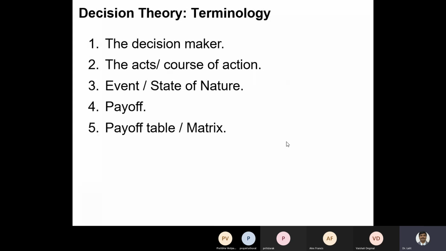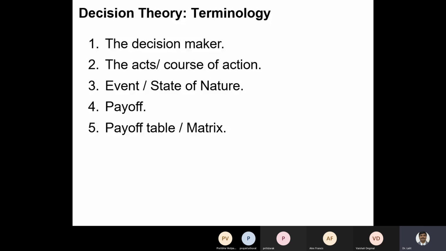Now, the first terminology is a decision maker. Now, who is decision maker? Basically, a decision maker is a person who has a responsibility of making the decisions. Okay, that is, a decision maker has to select one course of action from the set of possible courses of action. Now, second important term associated with decision theory is the act.